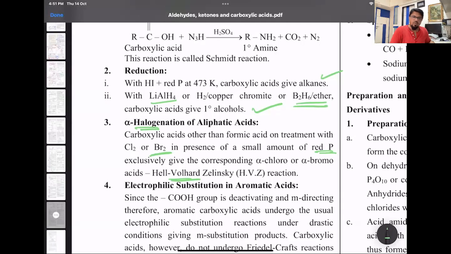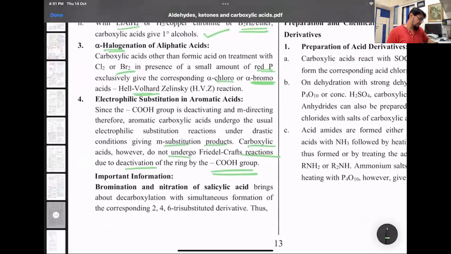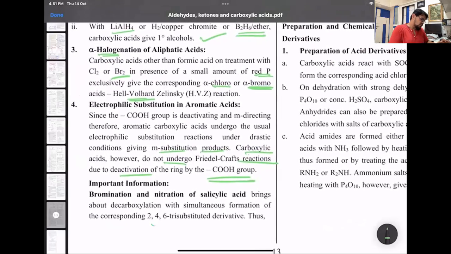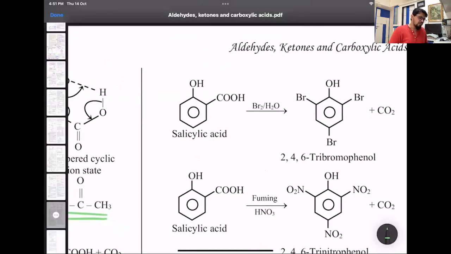It's mainly with bromine, where you get alpha chloro or alpha bromo acids. Electrophilic substitution, that's because of the minus R effect, but the reactions are less. Like you can have meta nitrobenzoic acid, which is formed, all will be meta products formed over there. Carboxylic acids do not undergo Friedel-Crafts due to the deactivation by the carboxylic acid group. Bromination and nitration of salicylic acid brings decarboxylation, forming 2,4,6 tri-substituted derivative. So see there, if you take salicylic acid, then what is happening? You are basically getting over there with bromine, 2,4,6 tribromophenol.